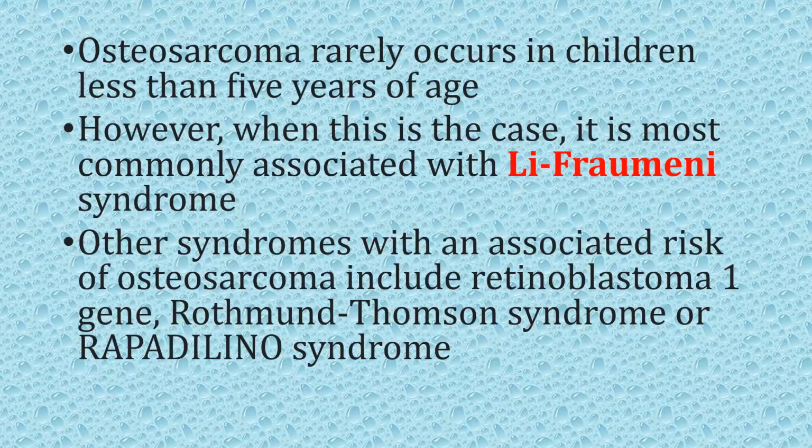If you get an osteosarcoma in a child less than 5 years, you have to think of the case that is most commonly associated with the Li-Fraumeni syndrome. Other syndromes with an associated risk of osteosarcomas include retinoblastoma, we all know. And if you recall at the beginning of my lecture on benign bone tumors, the Rothmund-Thomson syndrome, where they have multiple osteomas, have a predisposition to have osteosarcomas. And there is the Rapadilino syndrome. So all these have been associated with osteosarcoma.